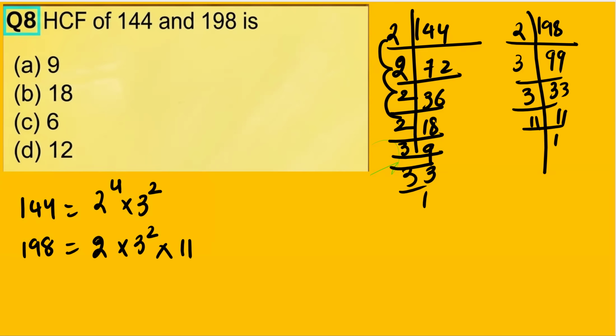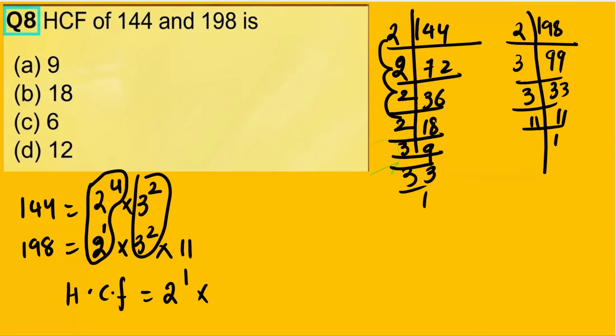So we have to determine the HCF. Basically, HCF is the least power of the common factors. First we have to see what is common between them. Is there a 2 common between them? Yes, there is a 2 common between both numbers, and then we have to see the least power of it. That will be 2 to the power of 1. And then again, there is 3 common in both, and the least power between them is 2. So our HCF will become 2 to the power of 1 multiplied with 3 to the power of 2.